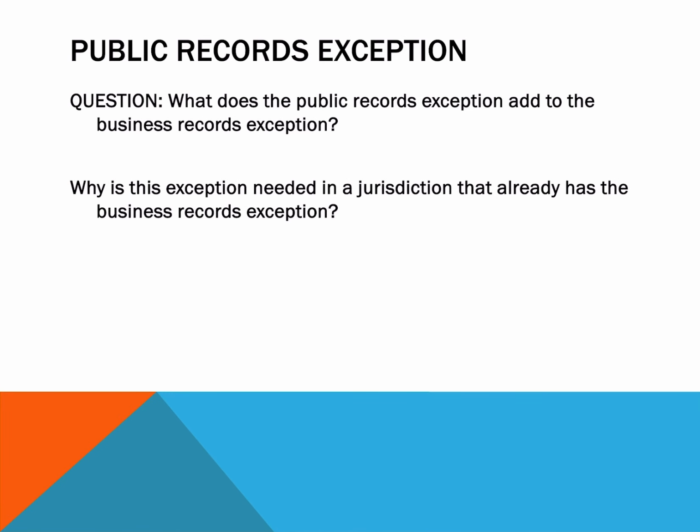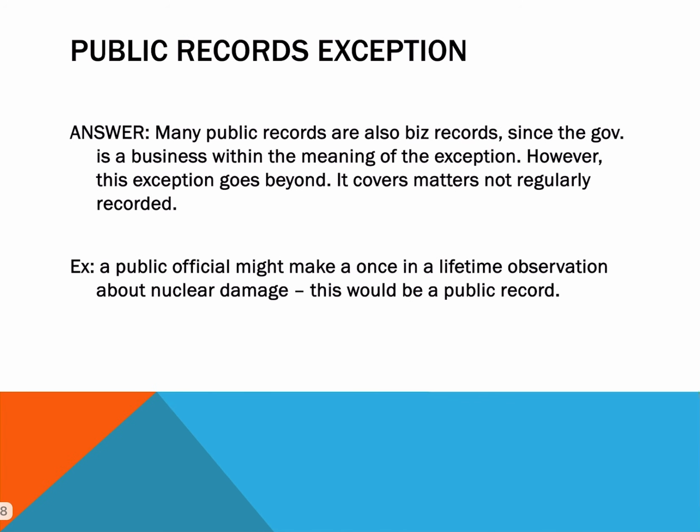So what does the public records exception add to our business record exception? Why do we need both? Many public records are also business records, right? The government is recording the things that are happening in its business, in the public office. They are very similar since the government is a business. However, this exception goes beyond what the business record can do. So it covers matters that are not regularly recorded.